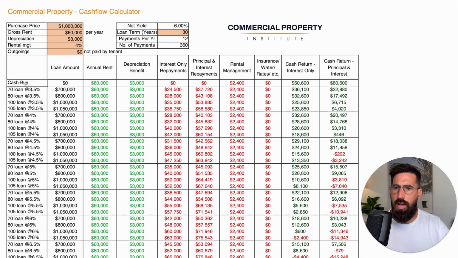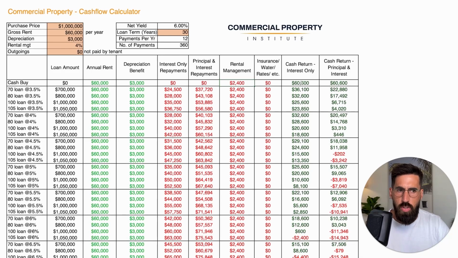Let's look at the first line, cash buy. This is if you were buying the commercial property in cash and you did not have any debt on the property, i.e. you're not going to have any interest repayments or mortgage repayments on the property. So you'll see for this scenario, you'd have $60,000 net rent from the tenant and get about $3,000 tax back at tax time. Because we don't have any mortgage, there's no principal and interest repayments or interest-only repayments, you'll still have rental management. Because this is a net lease, you don't have any outgoings because the tenant's paying.